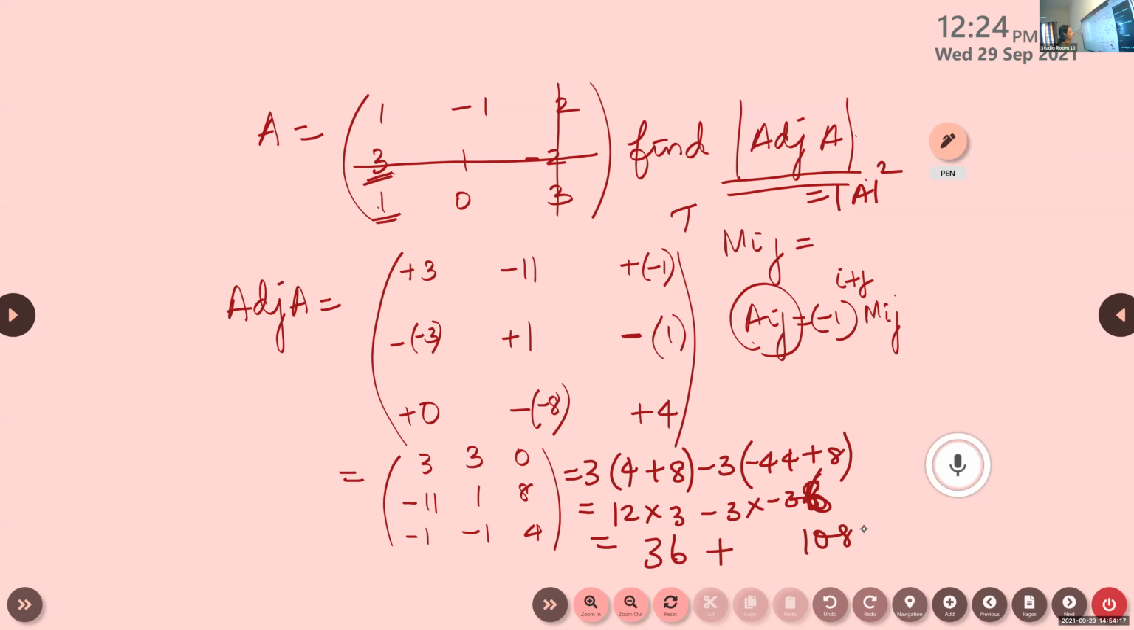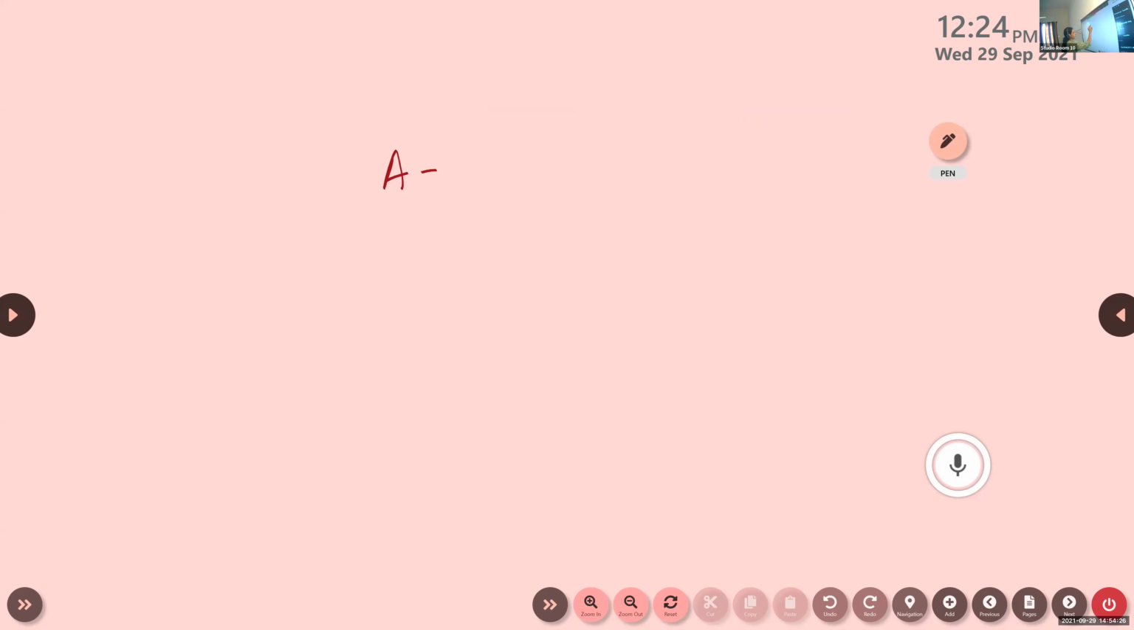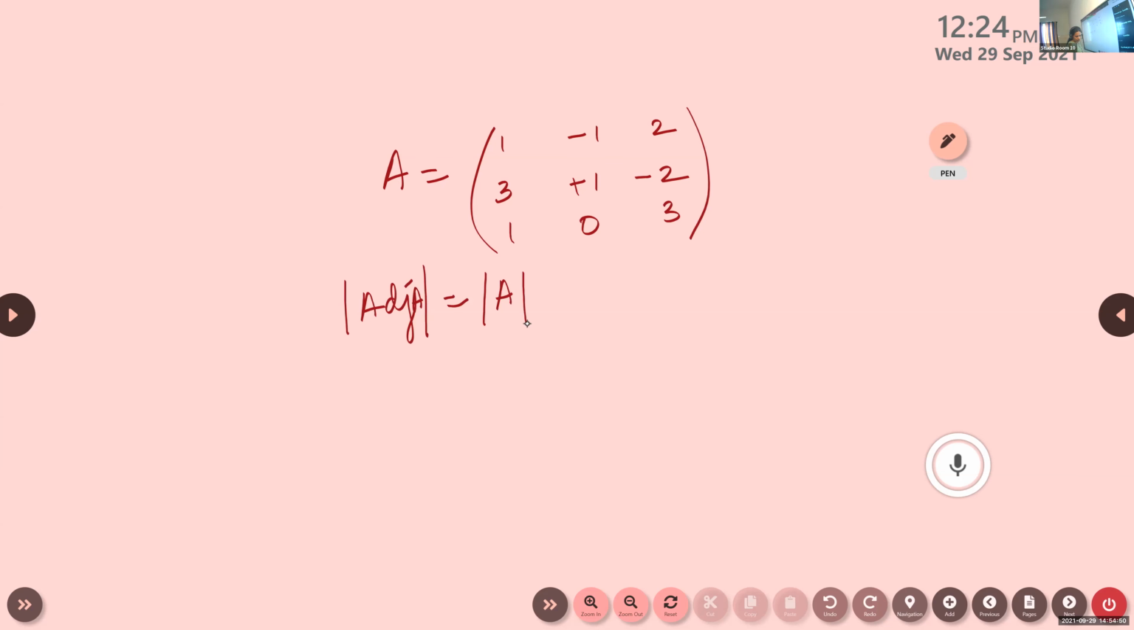You do it in the other way. Okay, I'll write it on the next page. A is equal to the same matrix. What is the matrix given here? 1 minus 1, 2, 3 minus 1, so not minus, plus 1 minus 2, 1, 0, 3. What is determinant of adj A? Determinant of adj A is equal to determinant A square, isn't it? So you check it. Are you getting the same answer?